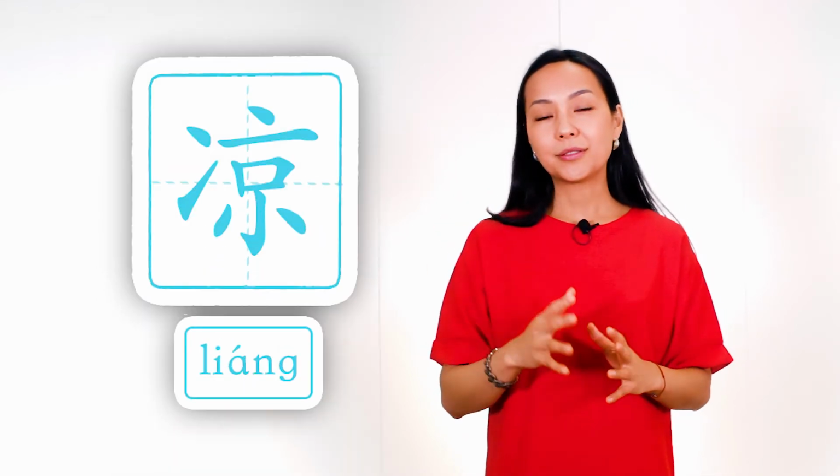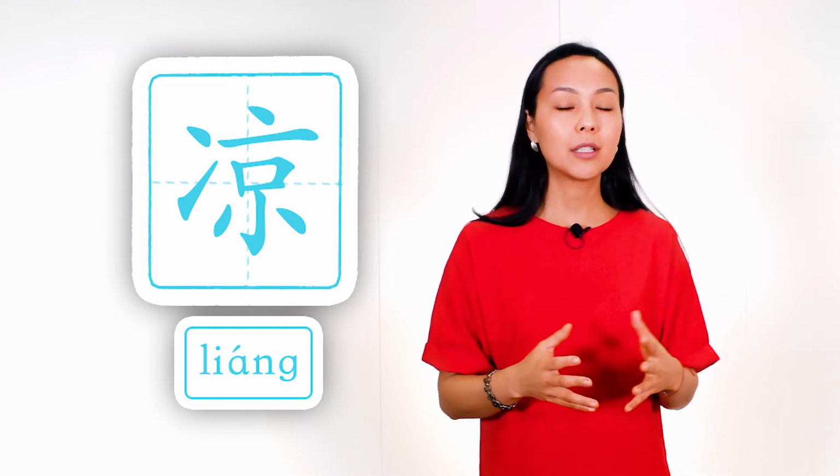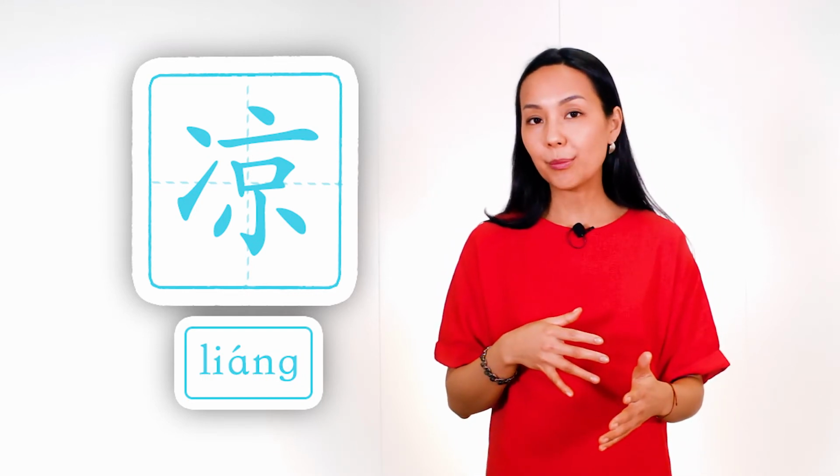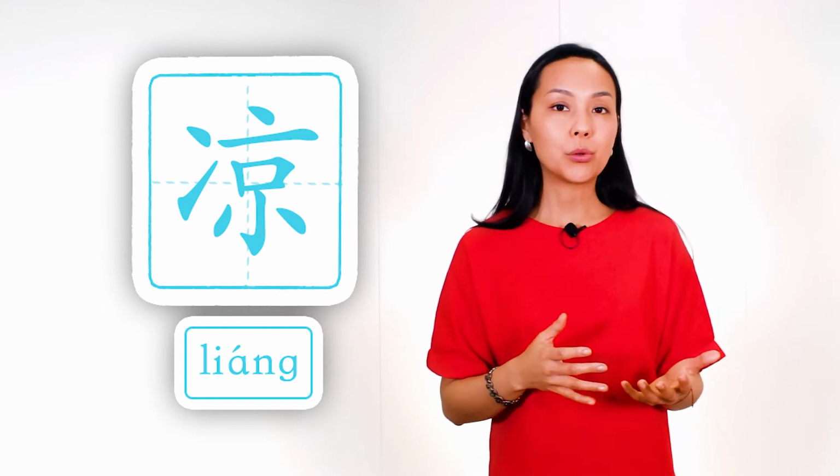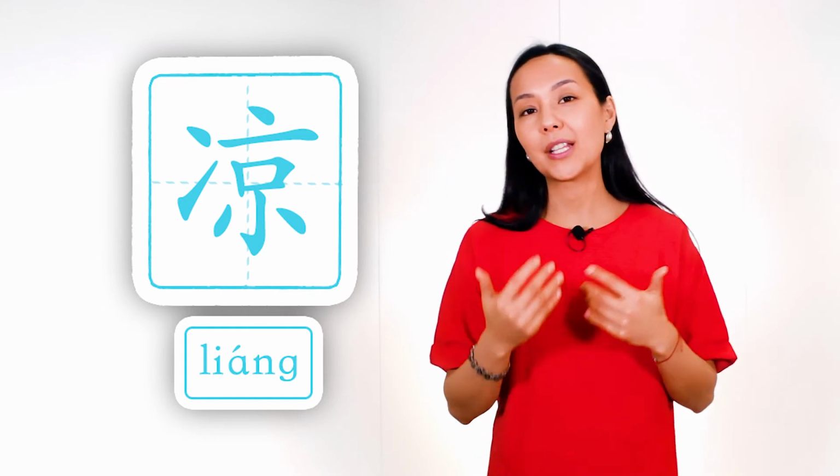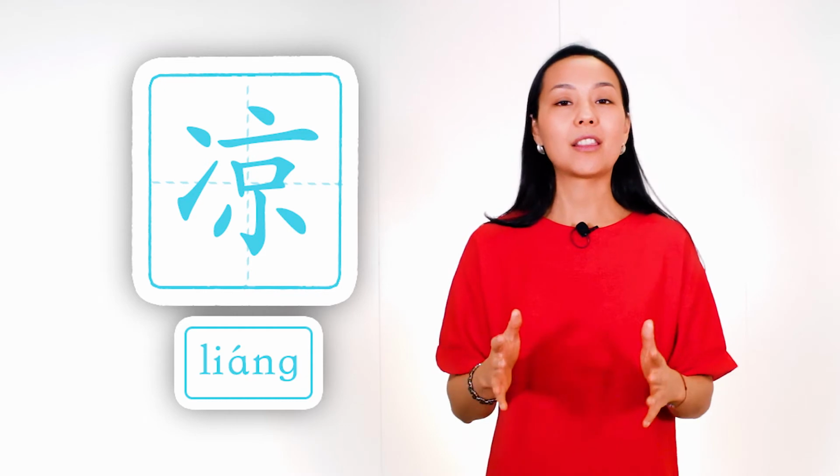Example number 5, cool, for example, cool weather. 凉, food is cool, for example, or water is cool, temperature is cool. It is not warm, that's why we have ice in this character.